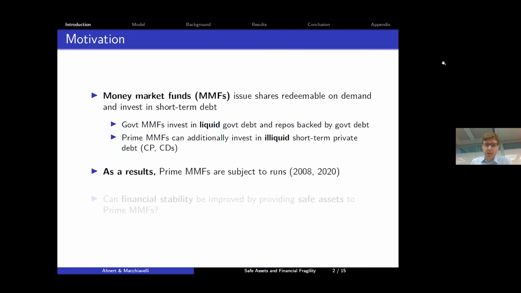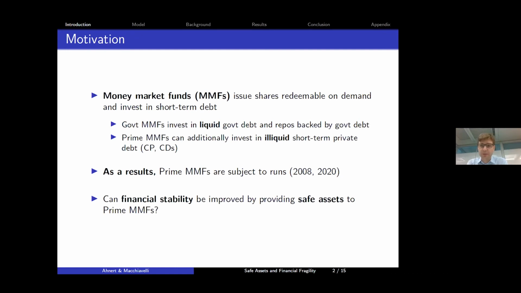So the motivation of the paper is that money market mutual funds, which we call money funds for short, issue shares that are redeemable on demand, and they invest in short-term debt instruments. While government money funds invest in liquid government debt and repos backed by such debt, there are also prime funds that can additionally invest in more illiquid and relatively riskier assets such as commercial paper and certificates of deposit. As a result, as previous speakers have argued, prime money funds can be subject to runs, and indeed we've seen that both in the 2008 and 2020 crises.